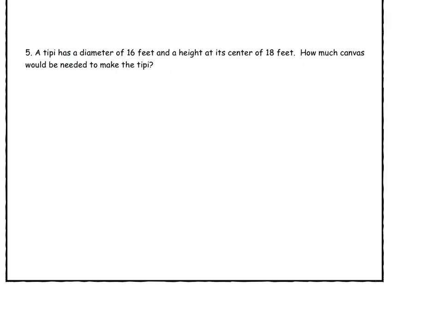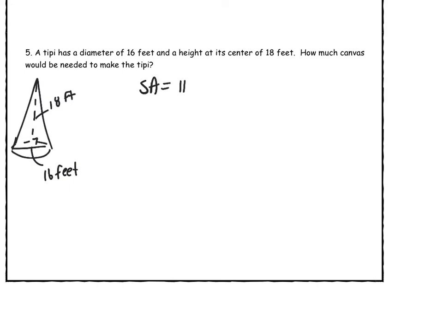One last example here. It says that a teepee has a diameter of 16. I'm just going to draw myself a little picture here. So all the way across the teepee is 16 feet, and its height at the center is 18 feet. So the formula for the surface area, if I want to find canvas, I'm finding surface area. So we know that the surface area of a cone is pi r squared plus pi r s. Oops, I accidentally wrote a squared in there. It's pi r s, which means I need a slant height.